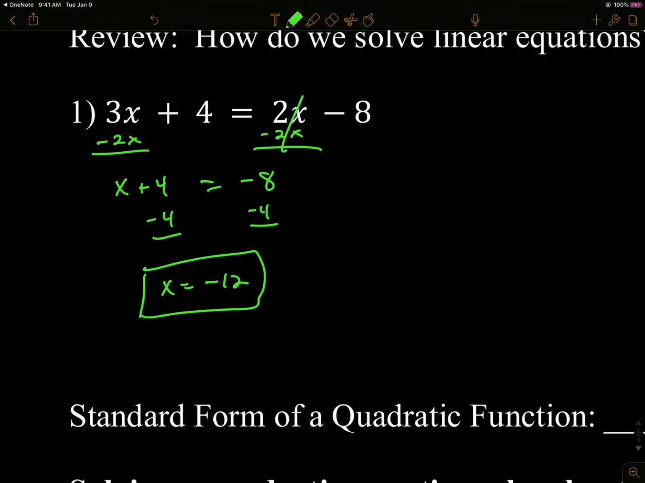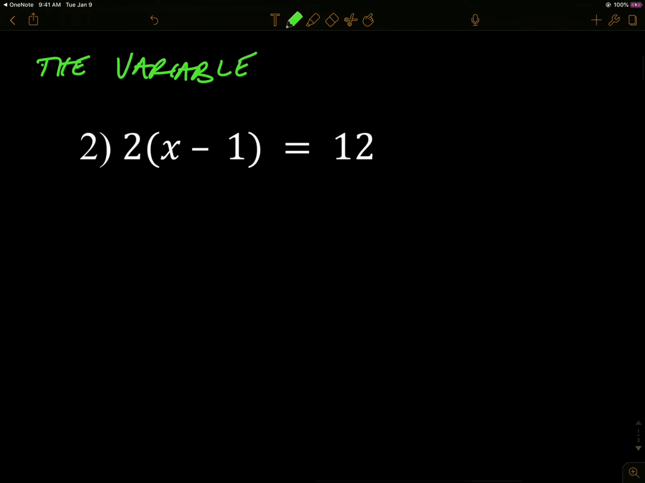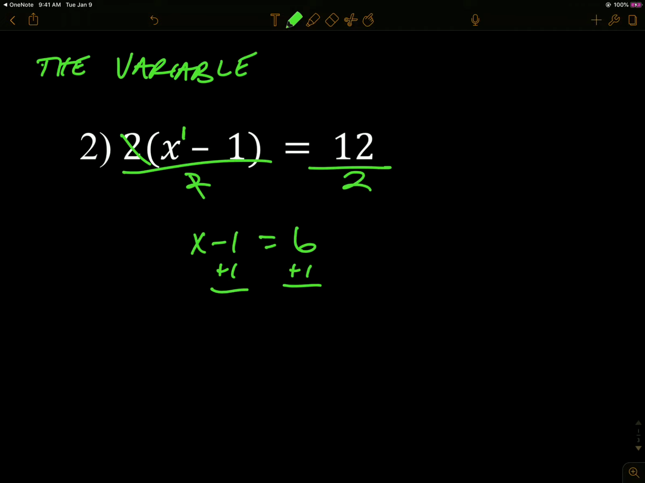All right, let's look at another example. Again, it's linear because x is to the power of 1. So the way we solve is we isolate the variable. In this case, I'm going to divide both sides of the equation by 2. So those 2's cancel, and I have x minus 1 equals 6. Then I can add 1 to both sides. We have now isolated the variable. x is by itself on one side of the equal sign. On the other side, I get 7.